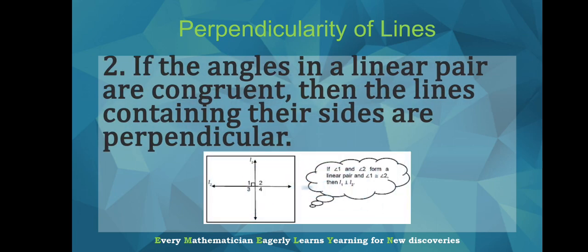2. If the angles in a linear pair are congruent, then the lines containing their sides are perpendicular. In the figure, if angle 1 and angle 2 form a linear pair and angle 1 is congruent to angle 2, then line sub 1 is perpendicular to line sub 2.